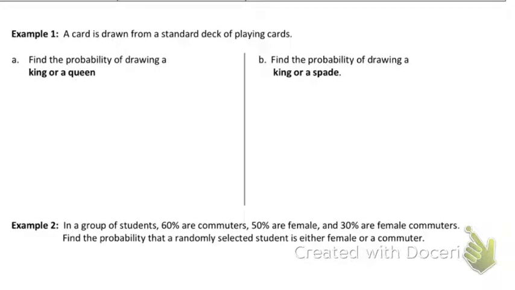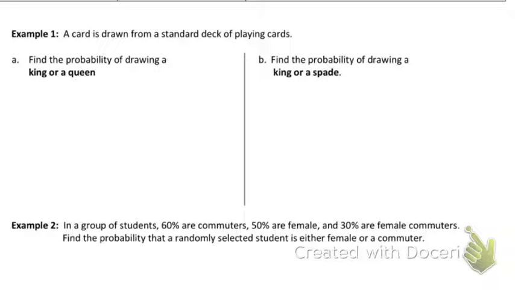Okay, let's do some examples. A card is drawn from a standard deck of playing cards. Find the probability of drawing a king or a queen. Now, your job in these is, first of all, go, okay, it's an or statement, so we are adding. We are adding, which means it's going to either be mutually exclusive or inclusive.